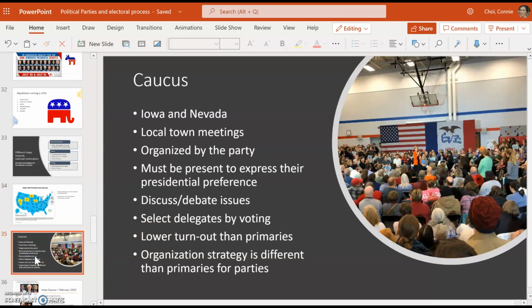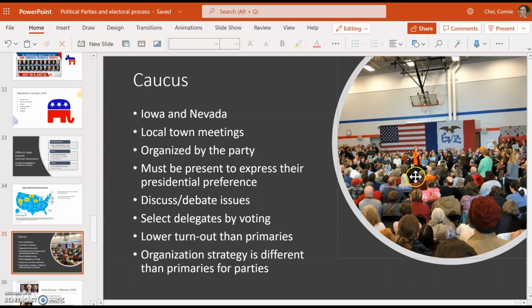So caucus, generally Iowa and Nevada, because they're kind of like the beginning, one of the earliest. Now, what does a caucus look like? In the case of Iowa, they're local town meetings, and the state Democratic Party and the Republican Party in Iowa hold their caucuses very differently. They have their own rules and ways of organizing their caucus, but we're going to focus here on the Democrats because that's what we saw in the 2020 election.